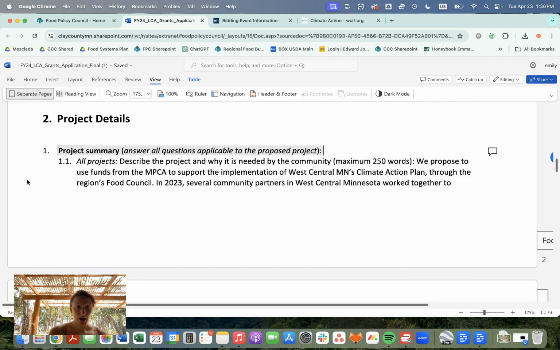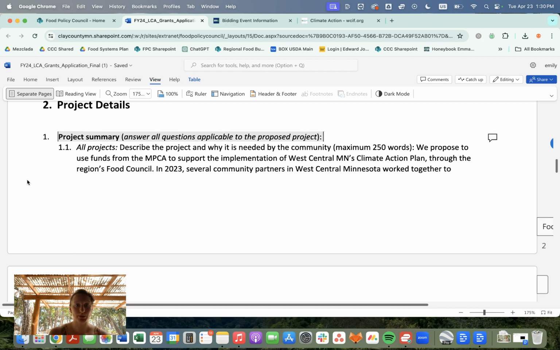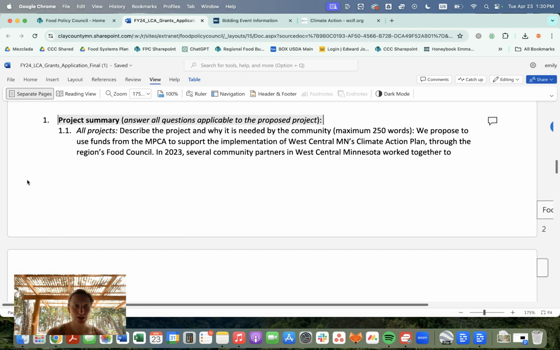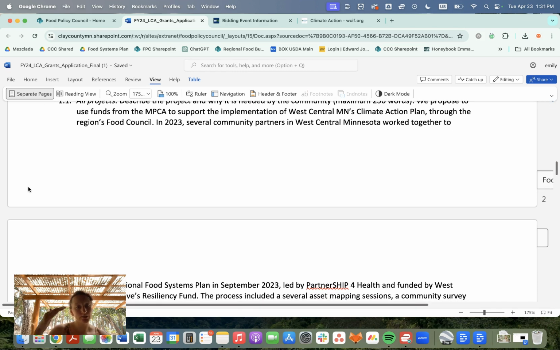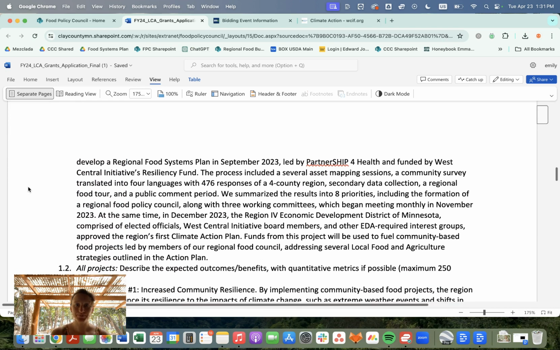So this next section I wrote based on my intimate knowledge of this Food Council and what we have been doing up to now. I did not use ChatGPT at all to write this section. This is just based on what I know. So we propose to use funds, and granted, this is just draft content now. I'm still going to meet with our project team in a couple of days, get some feedback, so it's very possible that this will change and shift a little bit, especially as some of the parts of the application become clear. So we propose to use funds from the MPCA to support the implementation of West Central Minnesota's Climate Action Plan through the region's Food Council. And then it provides some context on the planning process, which I described in a previous video.